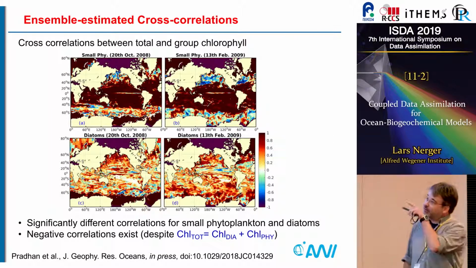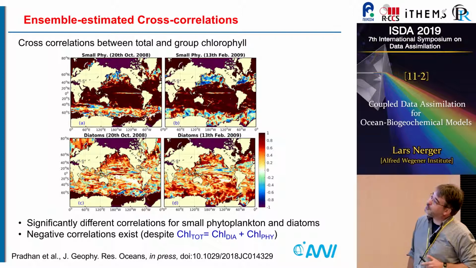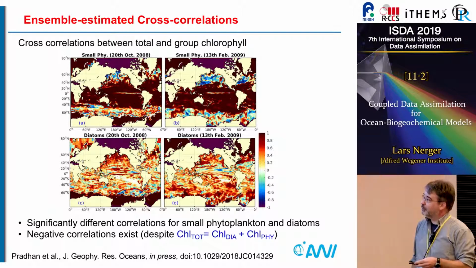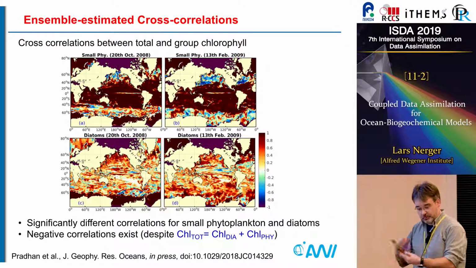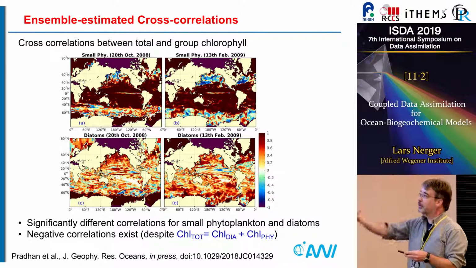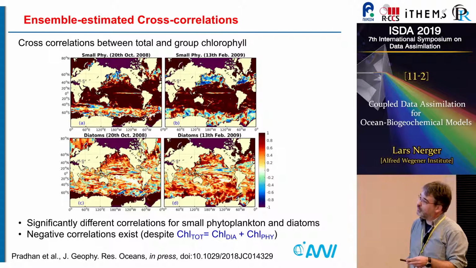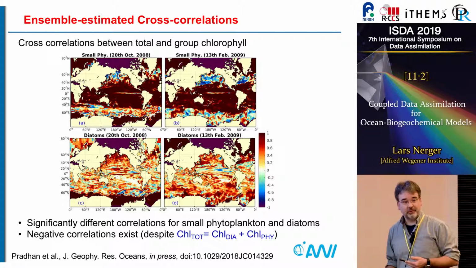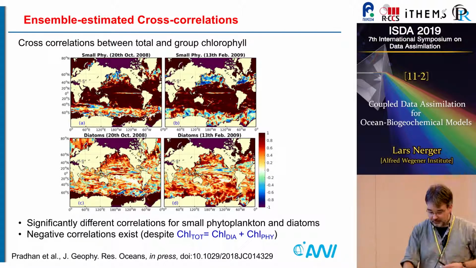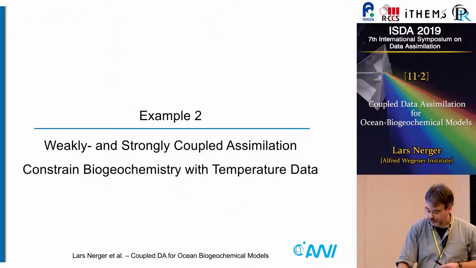What's interesting here is the estimated cross correlation. Total chlorophyll is the sum of the 2 chlorophylls. These cross correlations are computed from the logs. And then the red values, well, small phytoplankton here has a nice correlation of 1. But we also have lower correlations, in particular for the diatoms, but also negative correlations, meaning more total chlorophyll, less of one of the groups. And this can be nicely estimated from the ensemble.